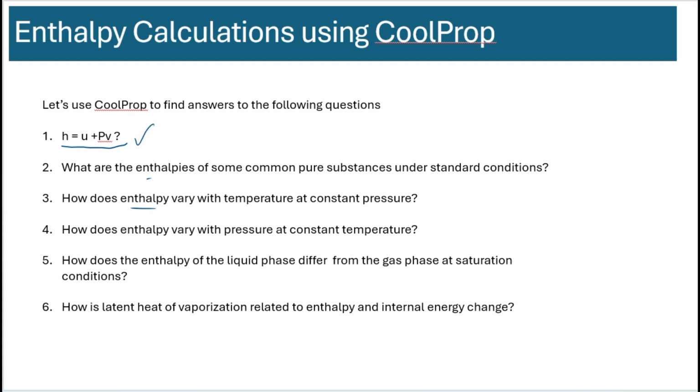And we have also looked at these numbers, and we always know that H is greater than U for all the substances because of this equation. Now, how does enthalpy vary with temperature at constant pressure? If you remember, internal energy was only a function of temperature for most substances, right? For real gases, maybe a little bit of effect from pressure. So how do pressure and temperature affect enthalpy?